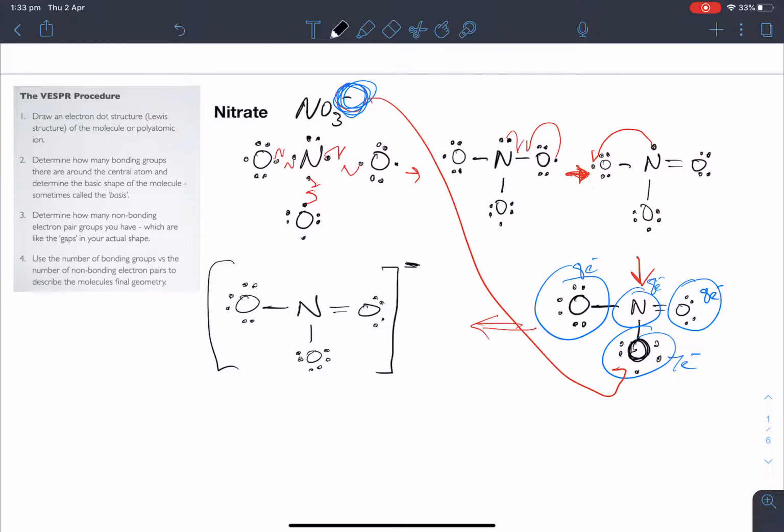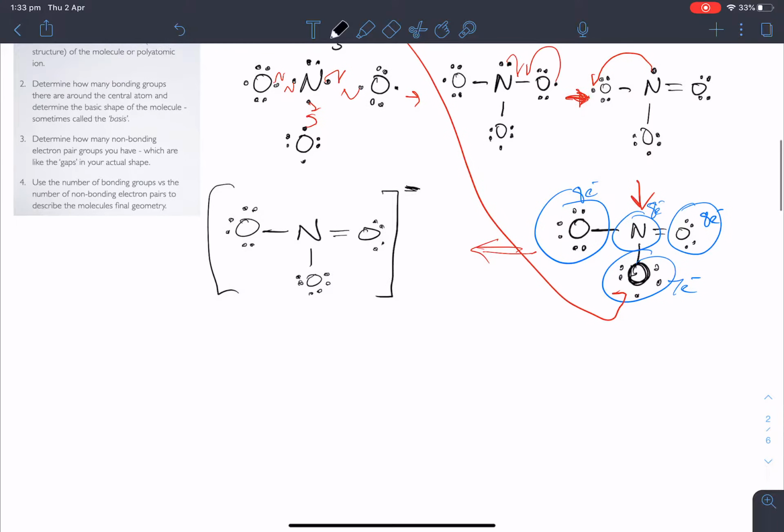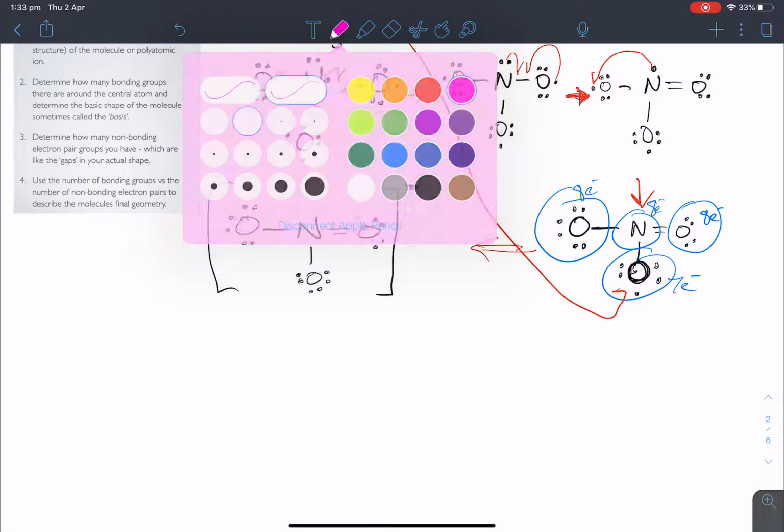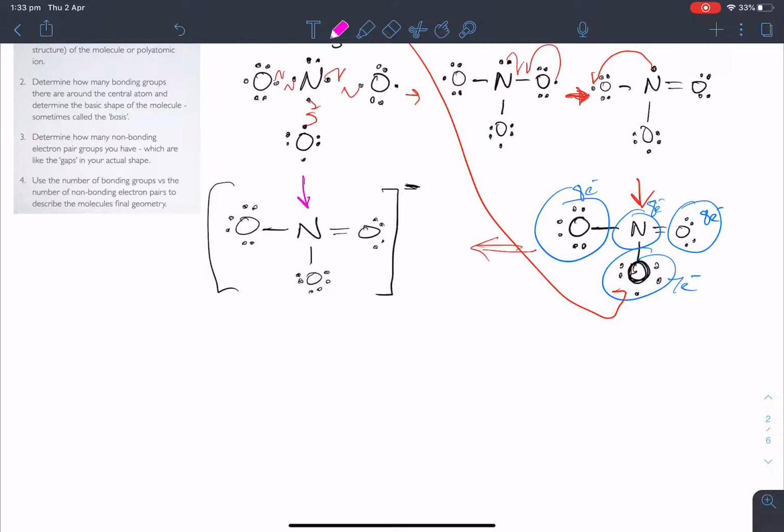Running out of room here for number 2, but that's okay. A little bit of room down here. Number 2, determine how many bonding groups we've got around the central atom. Central atom is nitrogen, and we've got 1, 2, 3 bonding groups, no lone pairs, three different bonds there. So there's 3 bonding groups. Number 3 asks us to determine, have we got any non-bonding groups around the central atom? No, there's 3 bonding groups and no lone pairs.